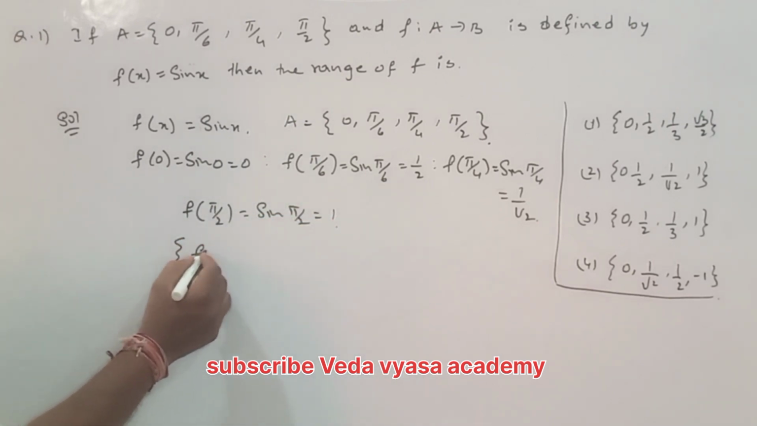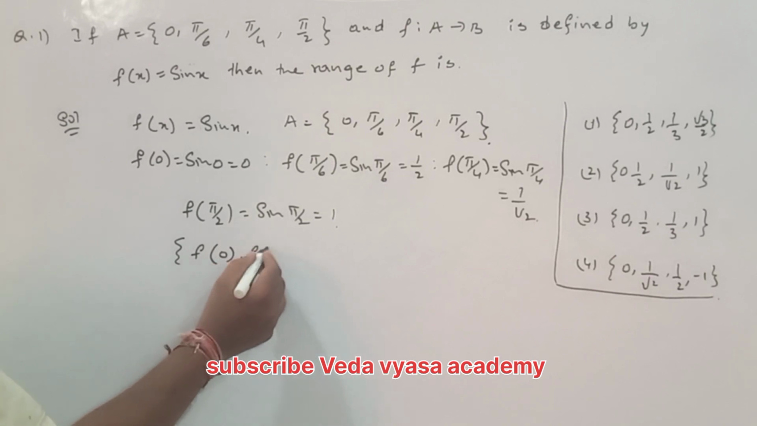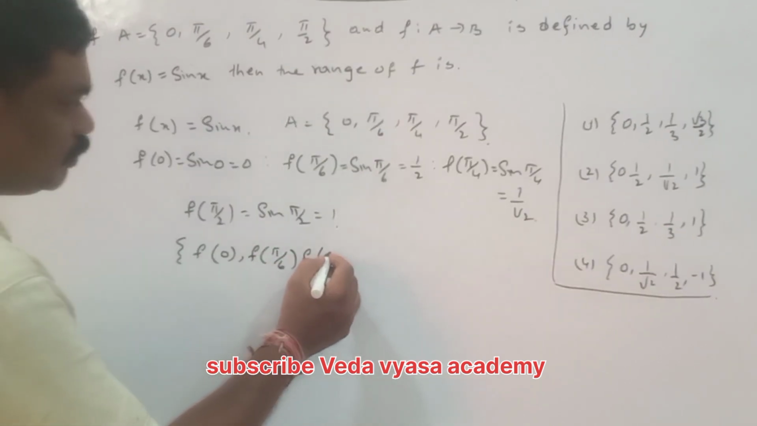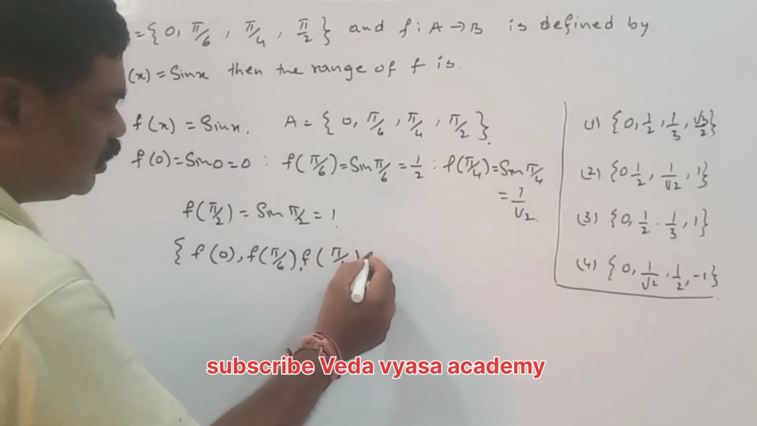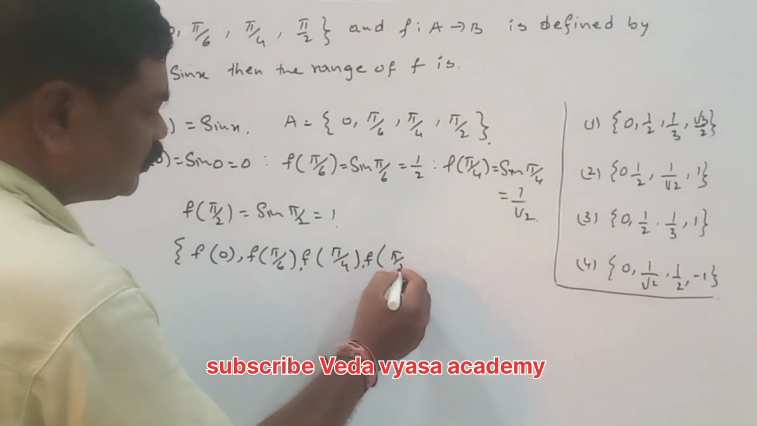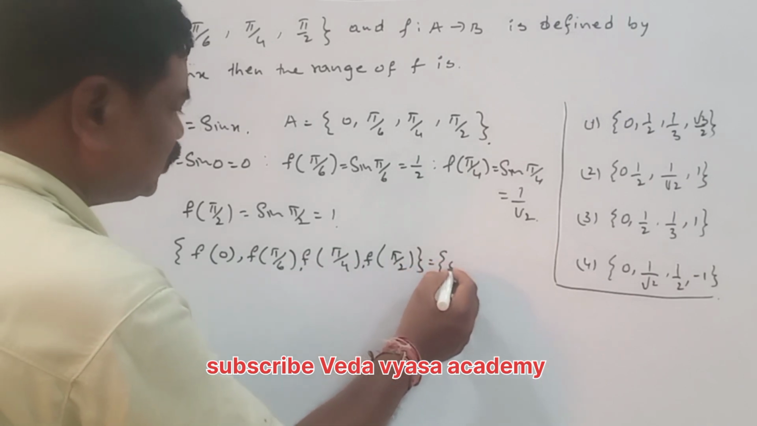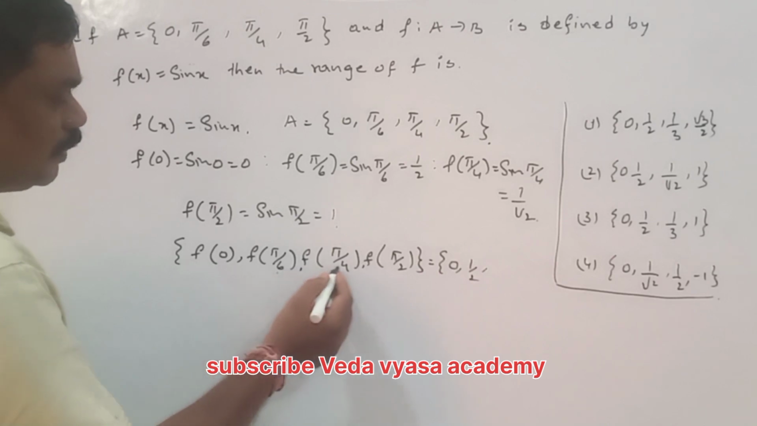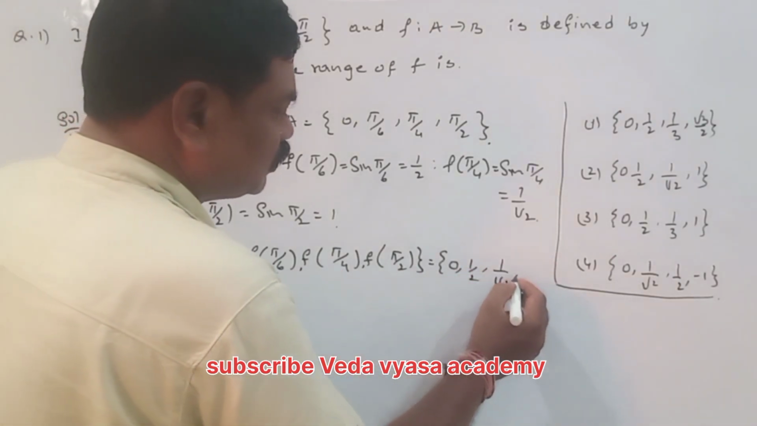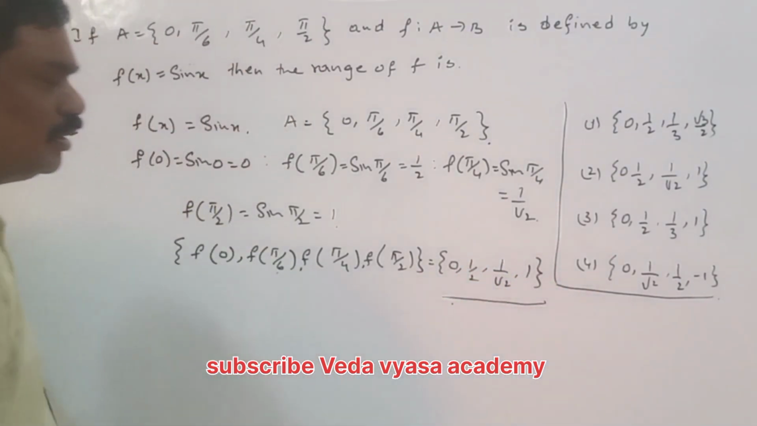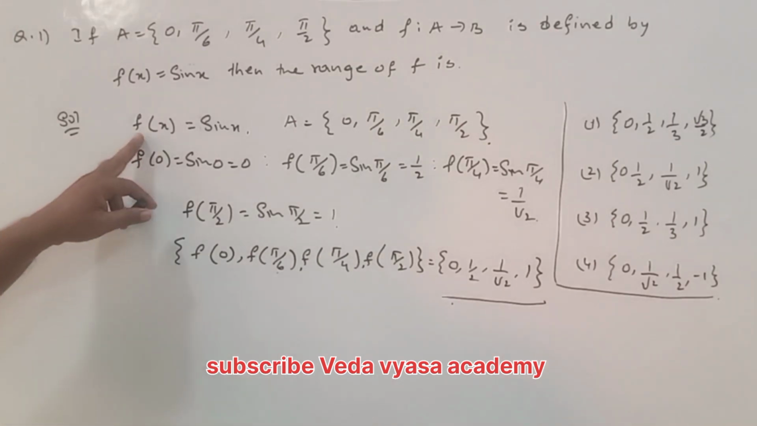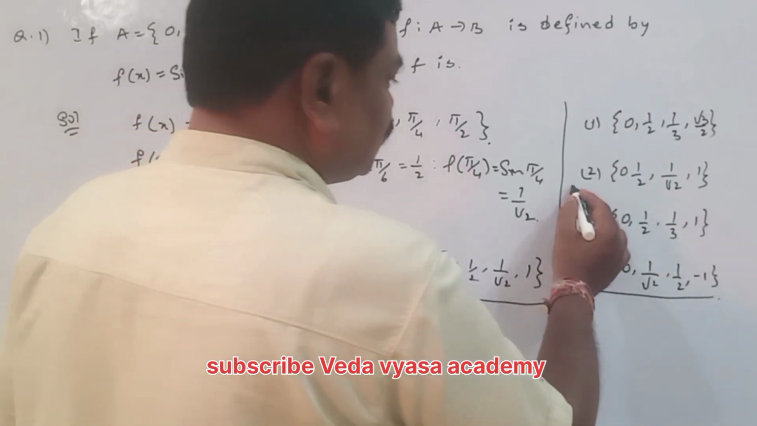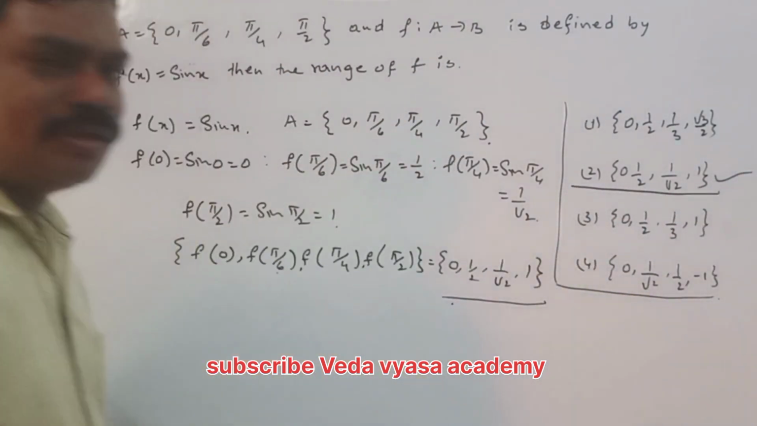Then the range of this function, f of 0, f of pi by 6, f of pi by 4, f of pi by 2, is equal to what? 0, 1 by 2, 1 by root 2, 1. This is the range of the function f. So 0, 1 by 2, 1 by root 2, 1. So option 2 is the answer.